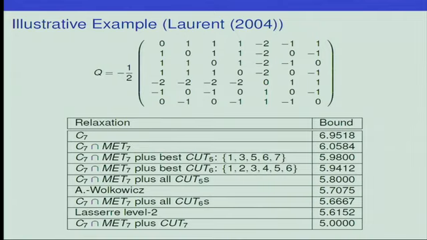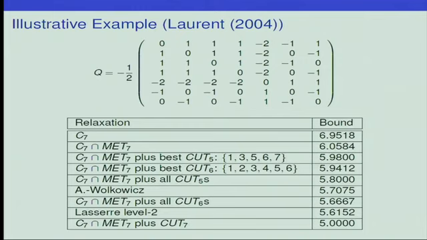And here are the bounds of a bunch of relaxations. We start with the correlation matrices, and we have a bound of 6.95. Then if we add all the metric inequalities, the bound goes down to 6.05. Then if we keep the metric inequalities and add the best of these k equal to 5, one of those conditions for k equal to 5, which happens to be this particular subset, the bound drops from 6.05 to 5.98. If I add the best of the 6 cut polytopes, the bound goes down to 5.94.